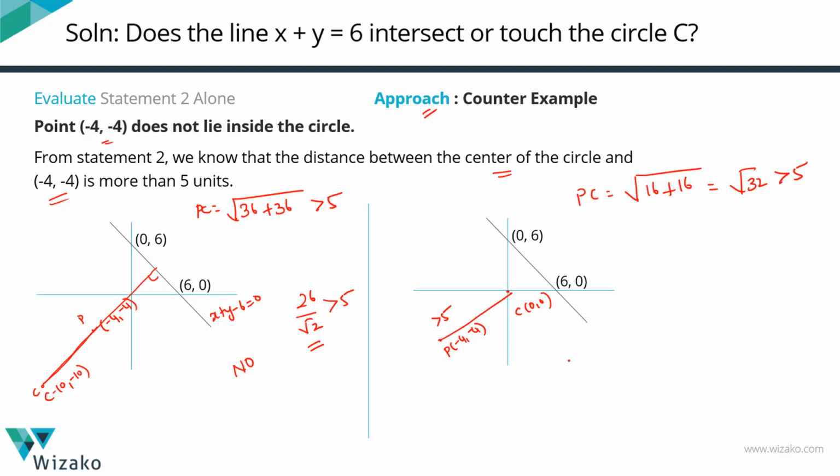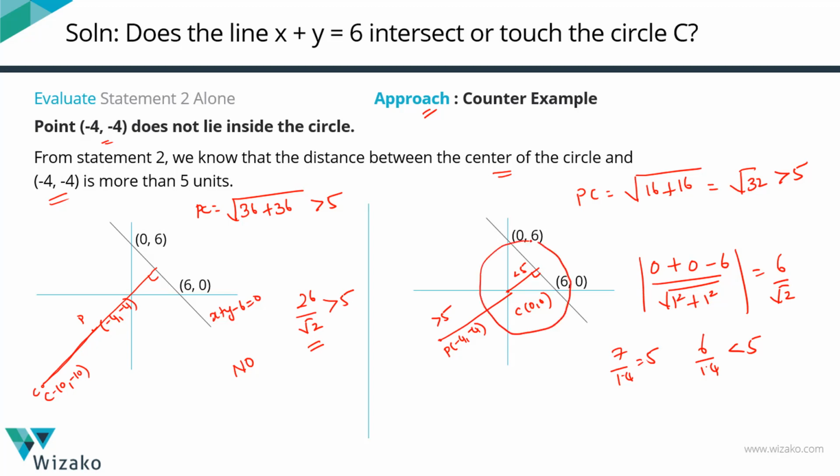Now let's compute the perpendicular distance. The perpendicular distance here is a very simple one. x1 is equal to 0, so ax1 is going to be 0. y1 is 0, so by1 is also 0. Minus 6 divided by the square root of a squared plus b squared, which is 1 squared plus 1 squared. The modulus of minus 6 is 6. 6 upon root 2 is what we'll have to find out. We determined that root 2's value is approximately 1.4. 7 upon 1.4 is equal to 5, which means 6 upon 1.4 is less than 5, which means that the perpendicular distance between the center of the circle, which is at (0, 0), and the line is a number less than 5, which means some point on the line is lying inside the circle.